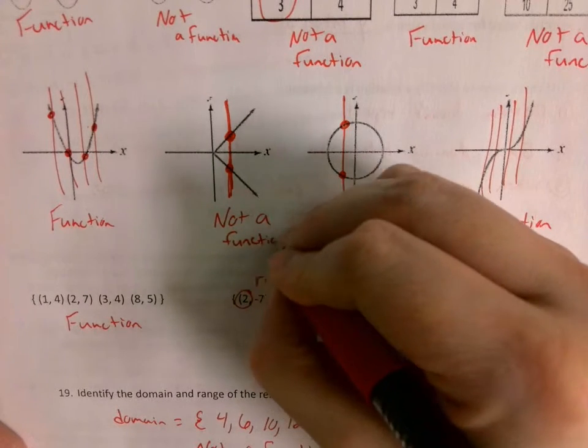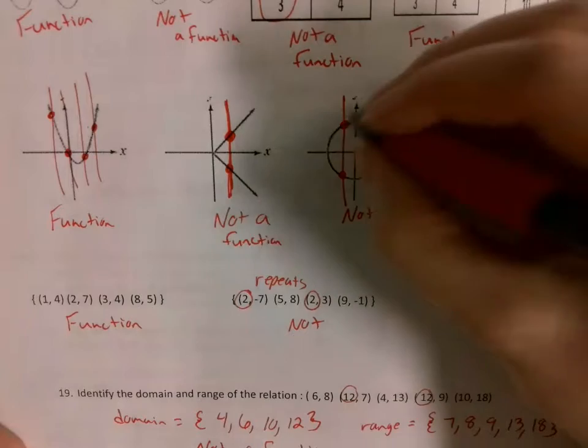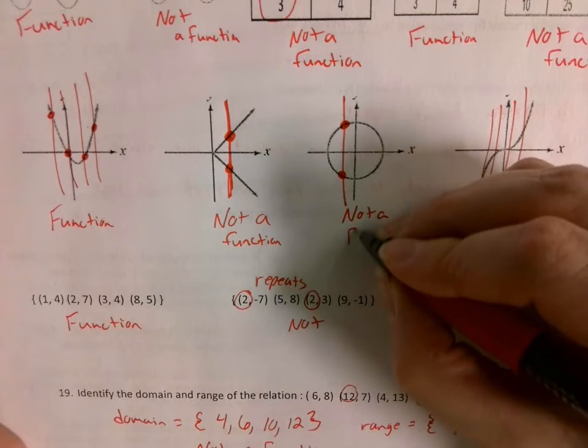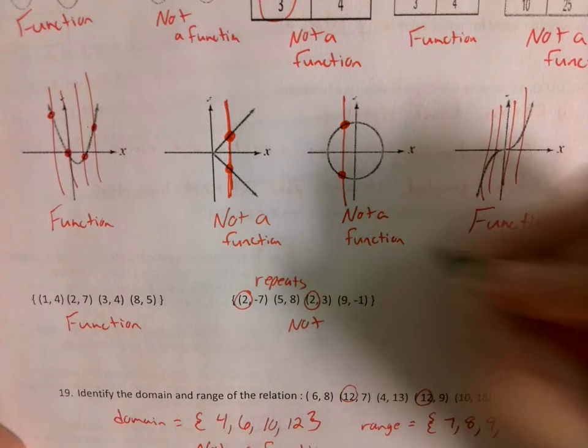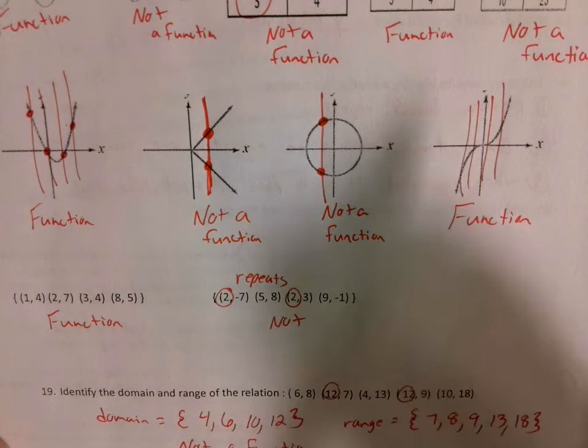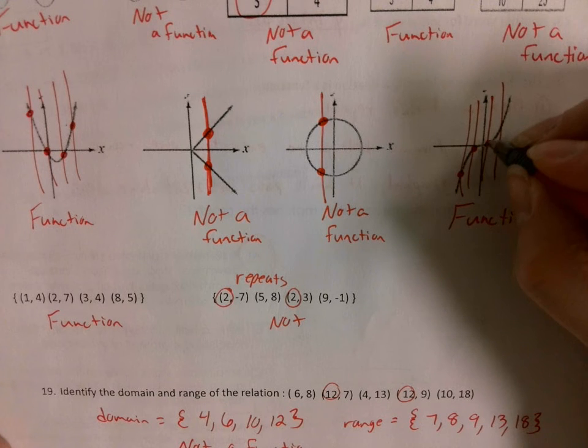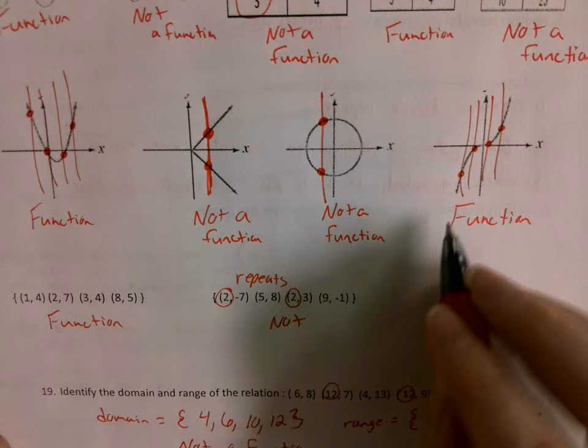For the graph of the circle, when I draw a vertical line, I pass through it at 2 points. That is not a function. On the last one, when I draw a vertical line, I only pass through it at 1 single point for each vertical line. So that is a function.